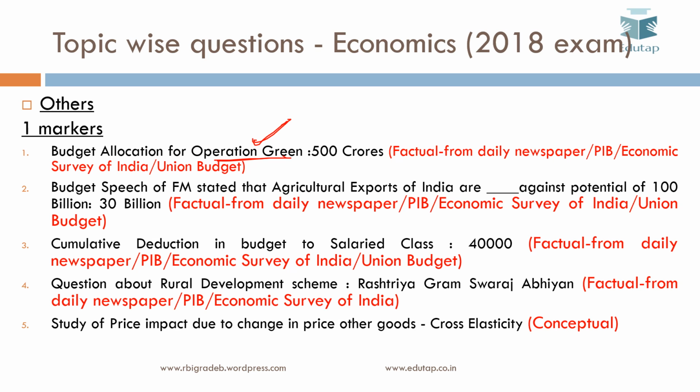Then there was further a question from budget only regarding the budget speech of the finance minister, which stated that agricultural exports of India are dash against potential of 100 billion. So you can see how important even the budget speech of our finance minister is, right? Then they have asked about cumulative deduction in budget to salaried class. Straight away question from budget. Question about rural development scheme. Study of price impact due to change in price of other goods. This is a concept based question, cross elasticity, right?